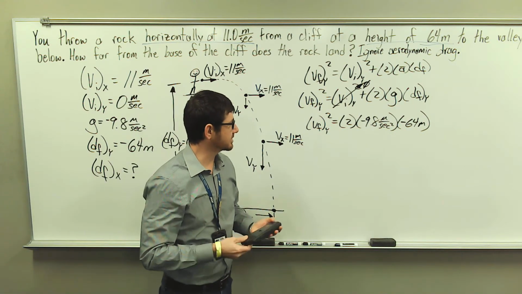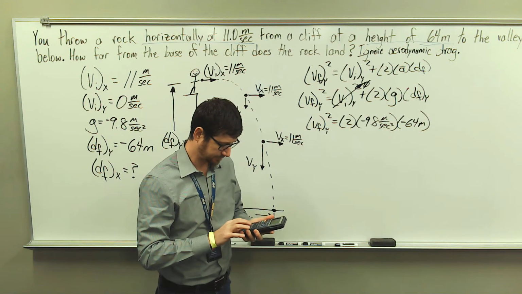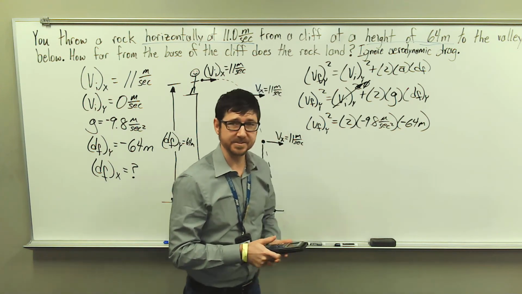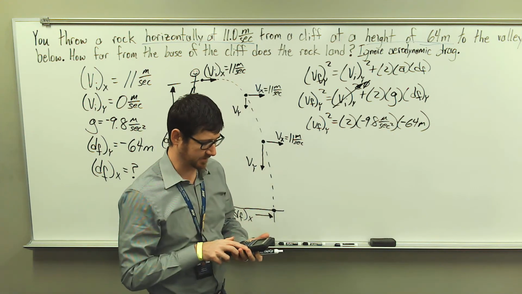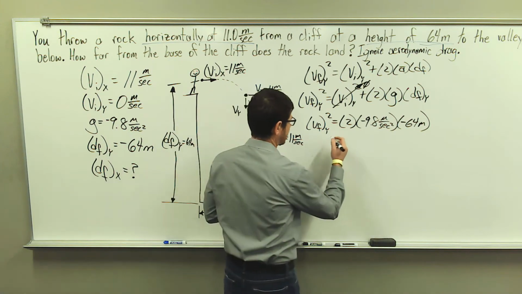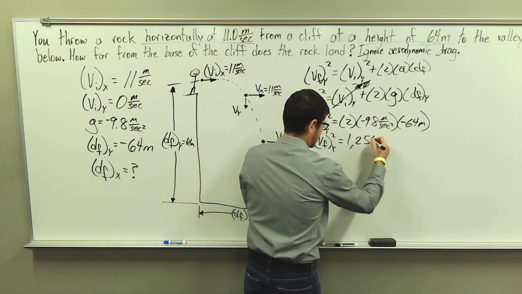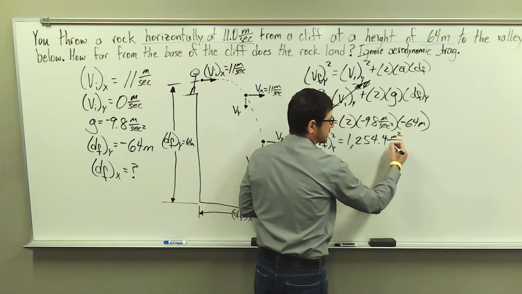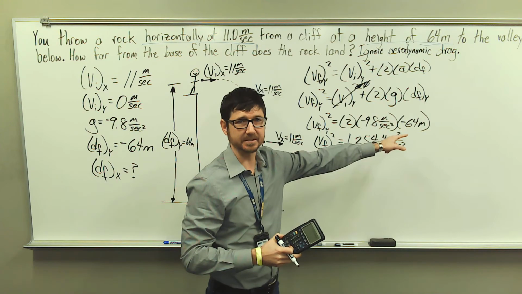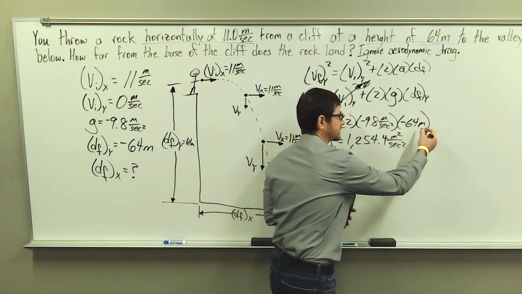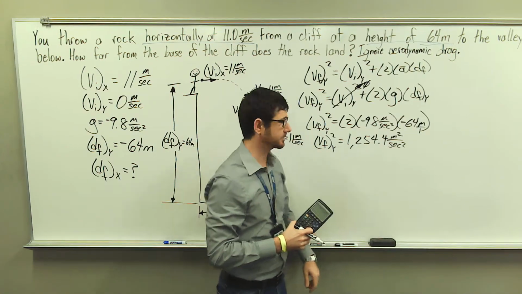So 2 times negative 9.8 meters per second squared, that's negative 19.6. We're going to multiply that by negative 64, and we get 1,254.4 meters squared per second squared. So we have meters per second squared times meter. Algebraically, we can write that as meters over 1. So meters times meters gives us meters squared.